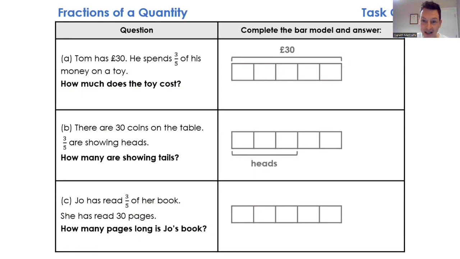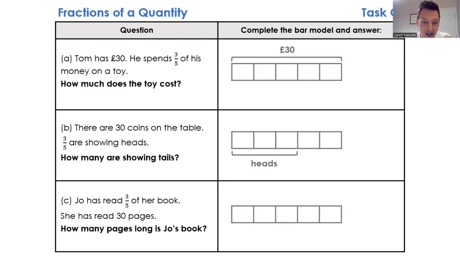In contrast, sometimes children are given questions that on the surface look identical and they need to spot the differences between them. Tom has £30, he spends 3/5 of his money on a toy. How much does the toy cost? In comparison to, there are 30 coins on the table, 3/5 are showing heads. How many showing tails? Children needing to see there, actually we're looking for 2/5.